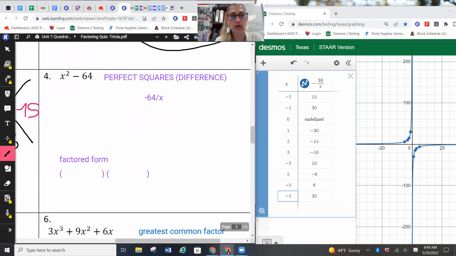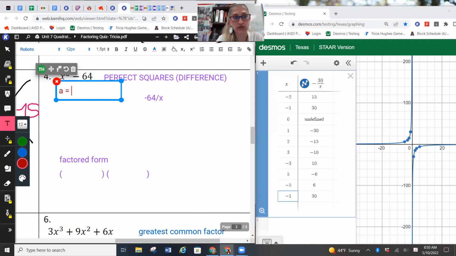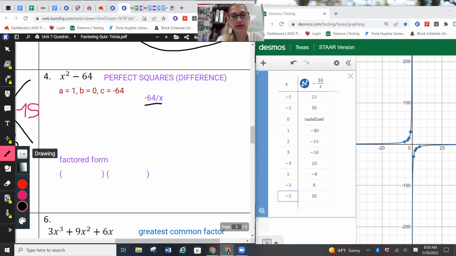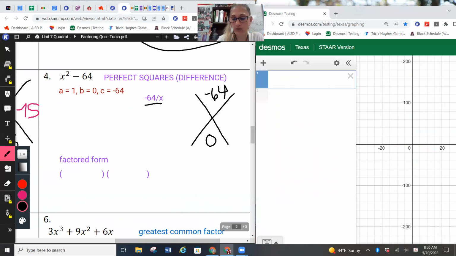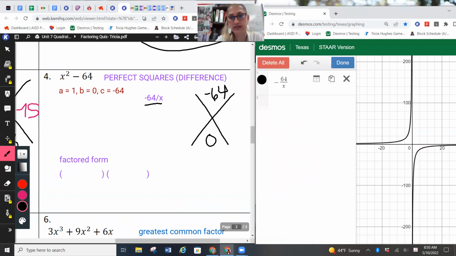For question number 4, we have a difference of perfect squares. We have an A value of 1. We do not have a B value because the X is missing, and we do have a C value of -64. So what that means is when we draw our X, we know that -64 goes on top and 0 goes on bottom. So basically, what multiplies to -64 and adds to 0?